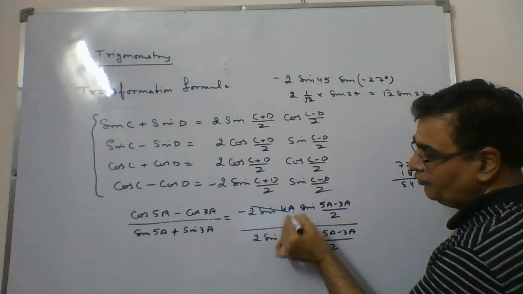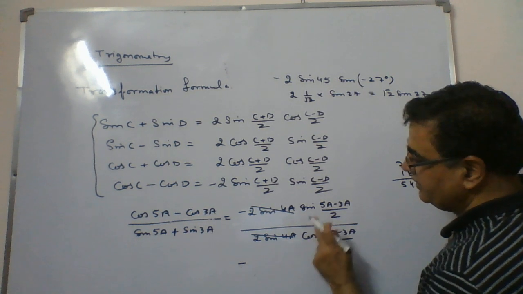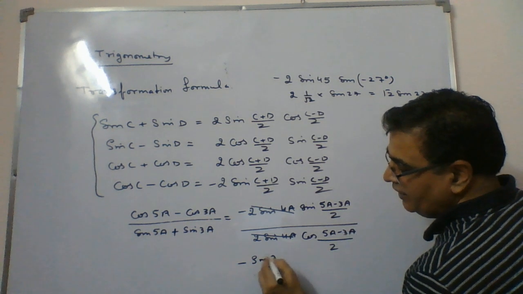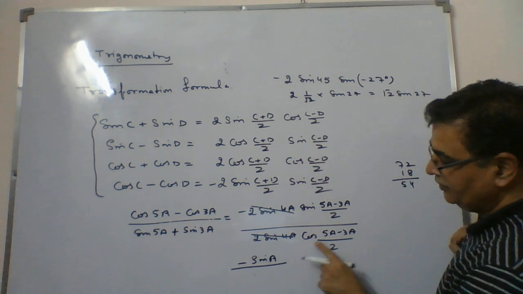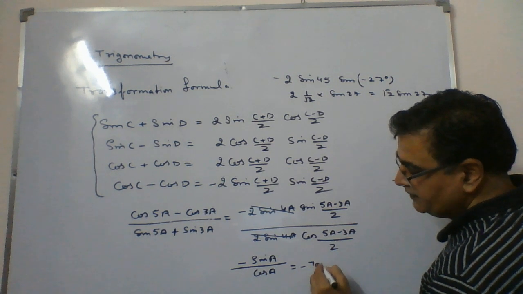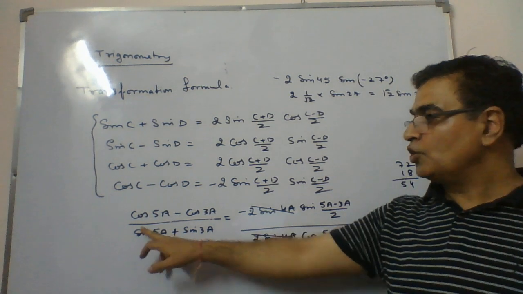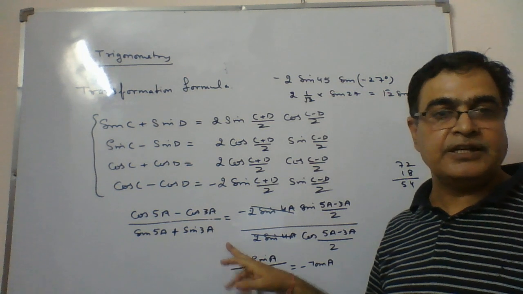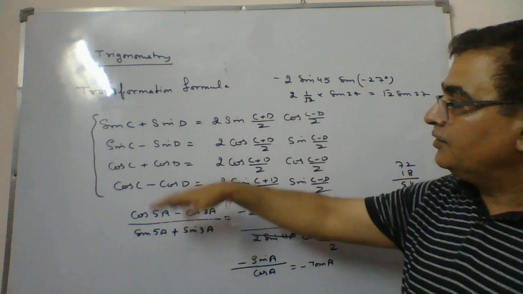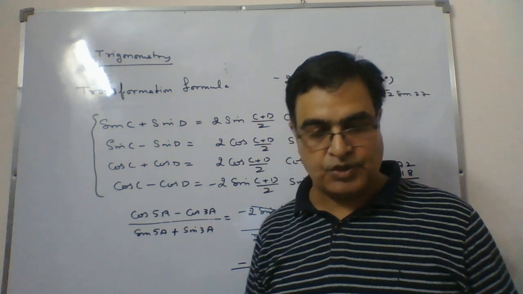Now the 2 sine 4a in the numerator and the 2 sine 4a in the denominator get cancelled out. Left is minus sine of 2a by 2, so minus sine a, whole divided by cos of a. So your result comes out to be minus tan a. This will be the simplified form of this expression. So this way you will apply cos C minus cos D and sin C minus sin D. Now you should remember these four results, and in the next video we will do more questions on it. Thank you.